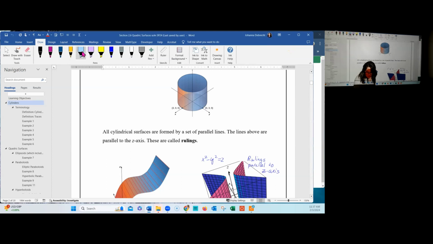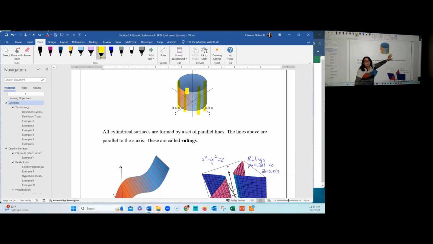Because they're parallel to the z-axis, these are called rulings, and they're not showing up very well. Let's see if I can make them a different color, if they show up better. Well, they're still not showing up great, but basically the rulings that you see here are the lines that are parallel to the axis along which you're drawing that 2-dimensional shape.